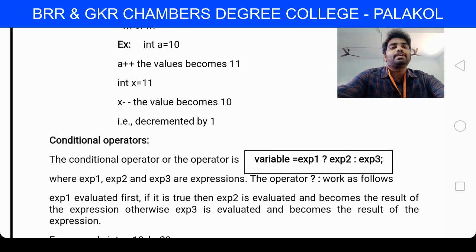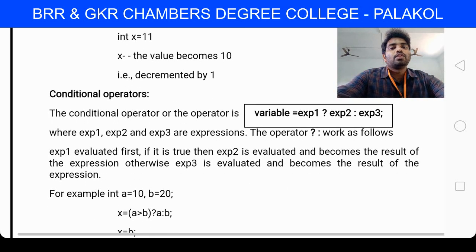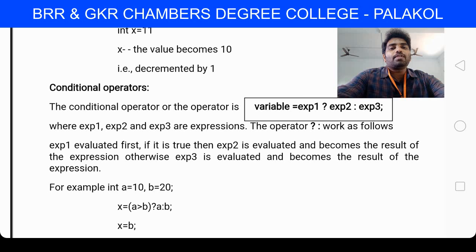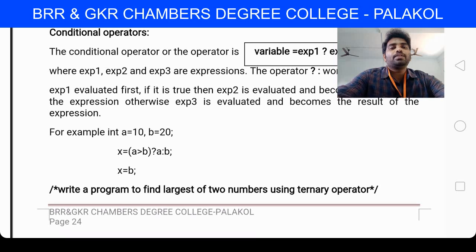The conditional operators: question mark and colon are the conditional operators. Suppose expression 1 is positive, then expression 2 is displayed. If expression 1 is negative, expression 3 is displayed. Clearly, the first expression is evaluated; if it is true, expression 2 is evaluated and becomes the result of the expression, otherwise expression 3. This is the main important point. A is equal to 10 and B is equal to 20. 10 greater than 20 is false, so the output is immediately B.